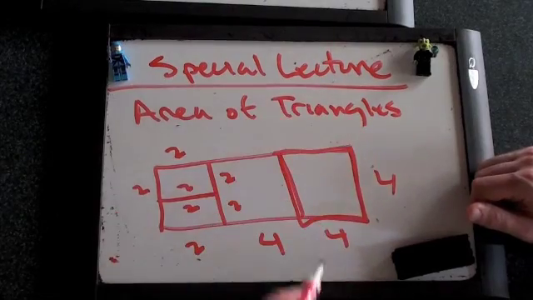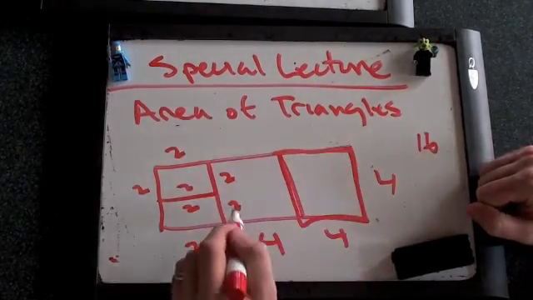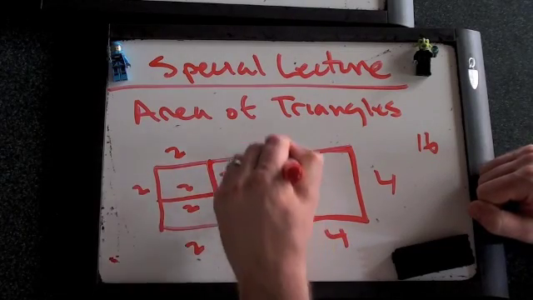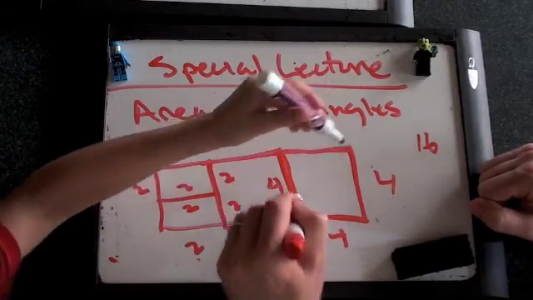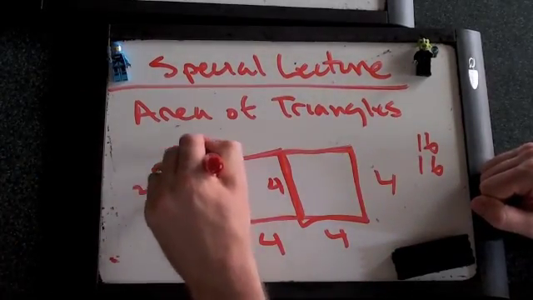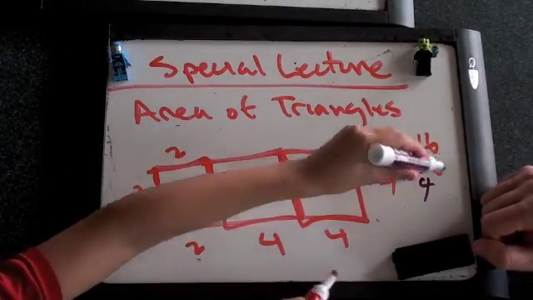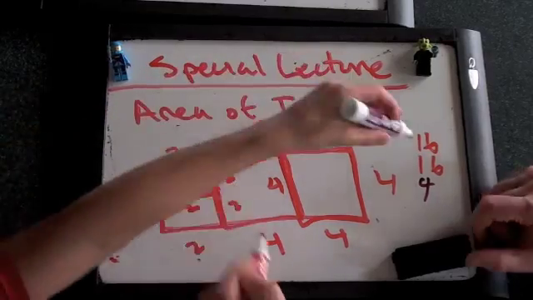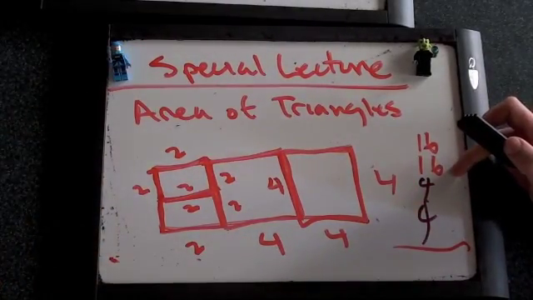And what's the area of that? What's the area of a 4 by 4 square? 16. Okay, 16. And then here I have a 4 by 4 square. What's the area of that? You see? It's 16 again. Now here's a 2 by 2 square. What's the area of a 2 by 2 square? 4. And what's the area of this 2 by 2 square? Also 4.